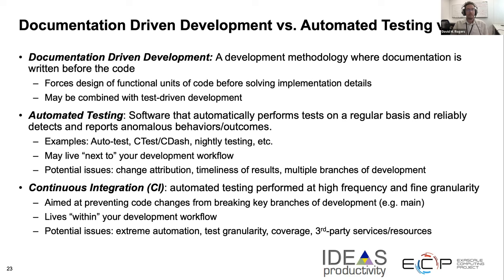Automated testing is a much bigger area than continuous integration. Automated testing can deal with anything that automatically performs tests on a regular basis and can reliably detect and report the behaviors and outcomes. As an example, there are frameworks like Autotest or CDash, or you can write a script pretty easily that exercises parts of your code and provides a summary report. And those sorts of things are good for automated testing. Those can live next to your development workflow as extra pieces that exercise your code and then store information locally. Potential issues with automated testing involve knowing exactly what change to your code broke the build, getting a result in a timely fashion, or dealing with multiple branches of development.